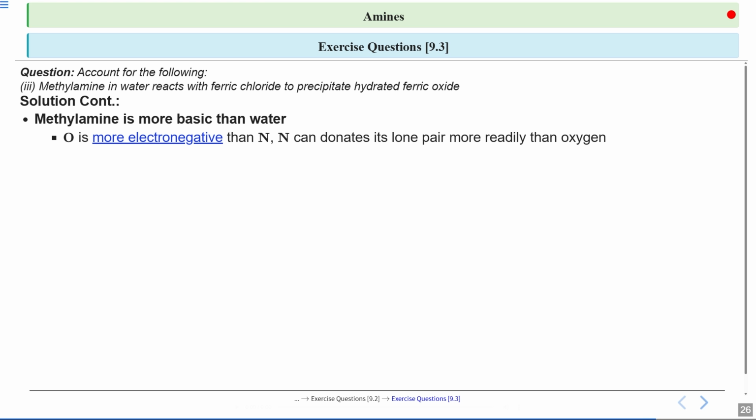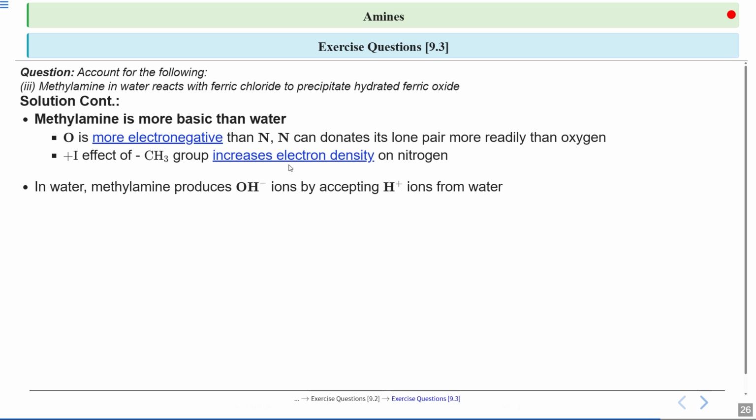Okay, so this is what is given. Oxygen is more electronegative than nitrogen, so that means nitrogen can donate its lone pair more readily than oxygen. And if I talk about methylamine, this is more basic than water due to nitrogen's higher electron donating ability and the plus I effect of the methyl group, which makes it react with ferric chloride to get hydrated ferric oxide. So if you'll see this CH3 group, which has plus I effect, this increases the electron density on the nitrogen.